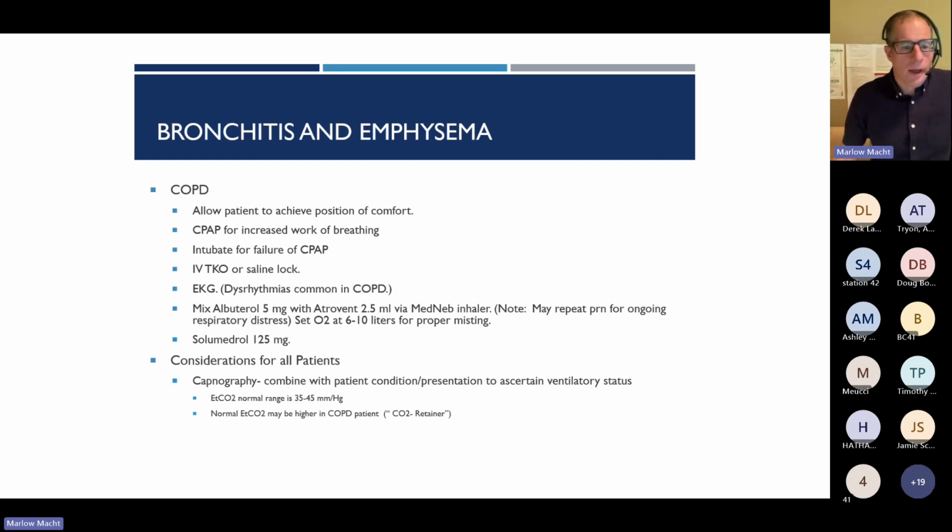So review of treatment. As best as possible, get them into a position of comfort. CPAP is critical for patients with an increased work of breathing. And then if you cannot manage the work of breathing with CPAP, then be prepared to intubate. And then ideally begin with albuterol and Atrovent and Solumedrol. Following the capnography is very helpful in managing a patient with COPD, both to get a baseline and to monitor your response to treatment.